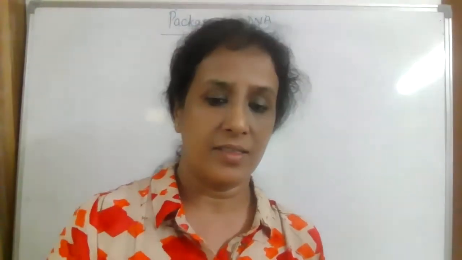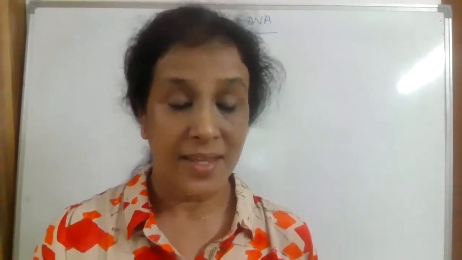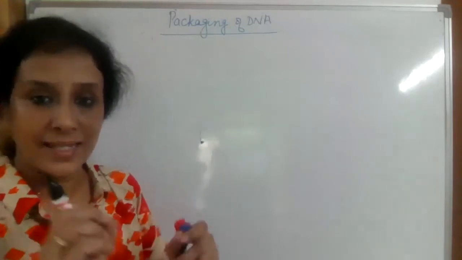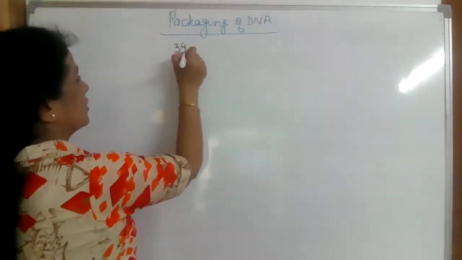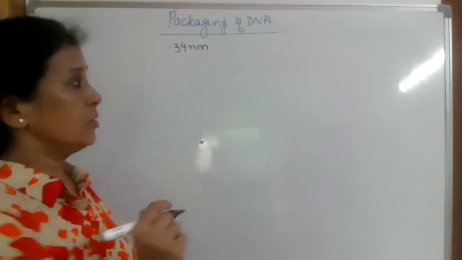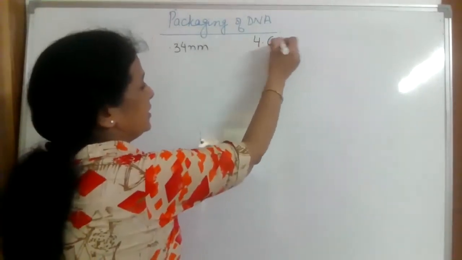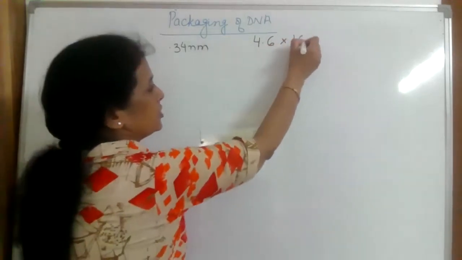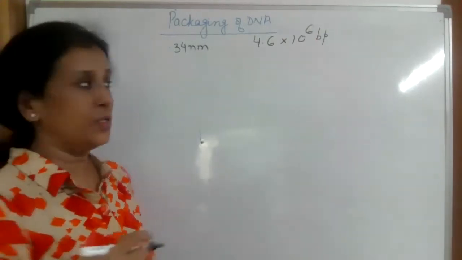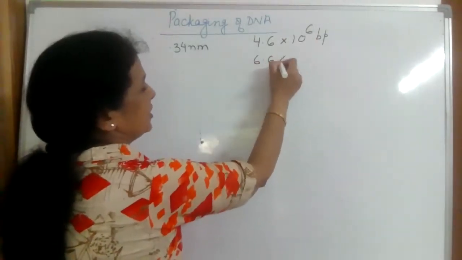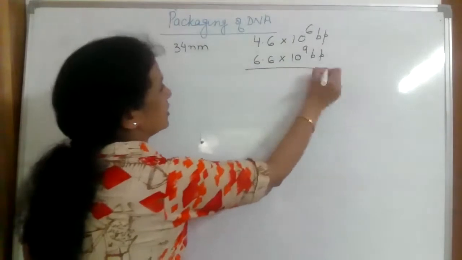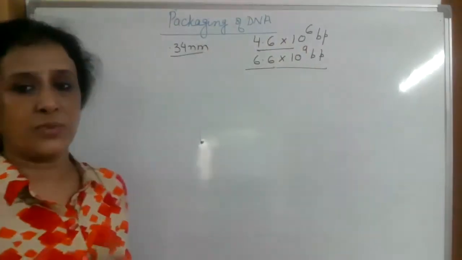We have already studied the structure of DNA, and in that we know that the distance between the two consecutive base pairs is 0.34 nanometer. And we also know that the total number of base pairs in E. coli bacteria is 4.6 into 10 raised to the power 6 base pairs. Similarly, in human beings, it is 6.6 into 10 raised to the power 9 base pairs. So this is the total number of base pairs, and this is the distance between two base pairs.